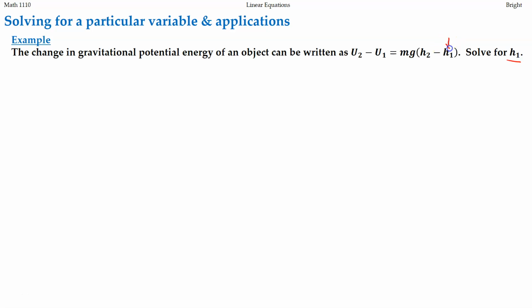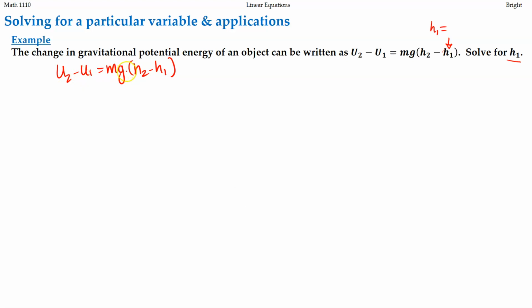Okay, so that means ideally what I want to do is get at this h1 so that at the end my answer looks like h1 equals something. So isolate it. First thing, I'm going to write it down: u2 minus u1 is equal to mg times (h2 minus h1). If I'm solving, I'm really going through order of operations in reverse. Normally, according to order of operations, I would work inside parentheses, do the subtraction, and then multiply by mg. And then I would get u1 minus u2.